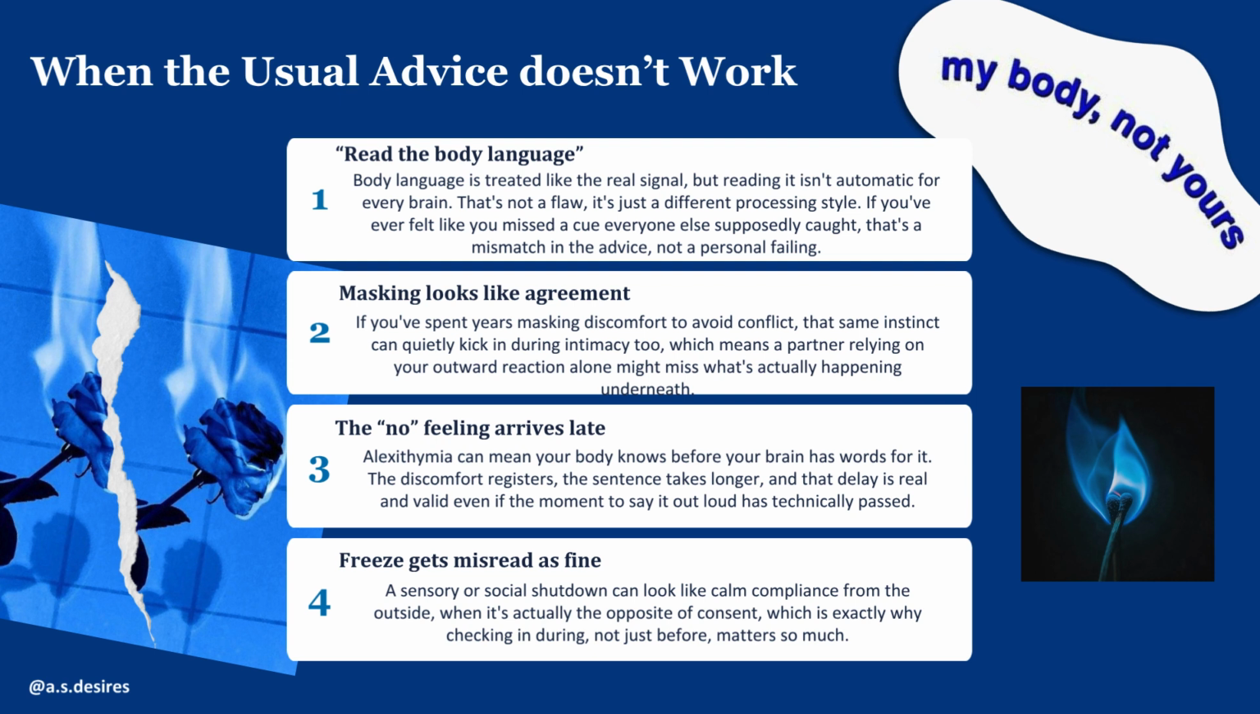I want to discuss some common barriers that come with the usual advice when it comes to sex ed. So, first, just read the body language. This advice assumes reading body language is automatic. For a lot of autistic people, it isn't, and that's not a flaw, it's a different processing style. If you've ever felt like you missed a cue everyone else suddenly caught, I want to be really clear. That's a mismatch in the advice, not a personal failing on your part.